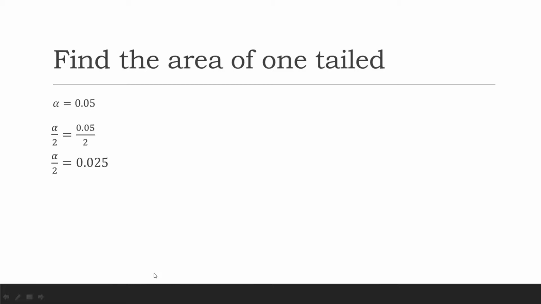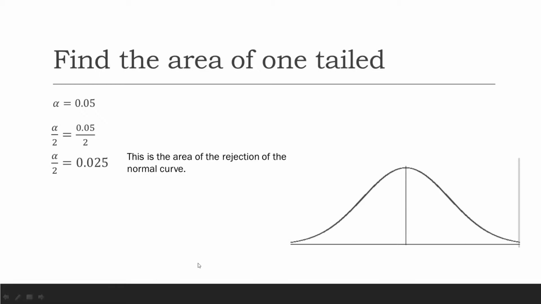So, etong nakuha natin is the area of the rejection of the normal curve. So, area pa lang siya ng ating rejection of the normal curve. So, kung makikita natin sa ating normal curve, so let's say this is the 0.025. Yan. So, eto yung ating 0.025. And this is also 0.025. So, area siya. So, we need to find the critical value of this.